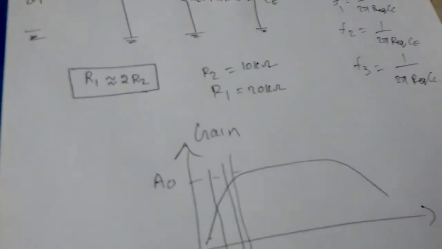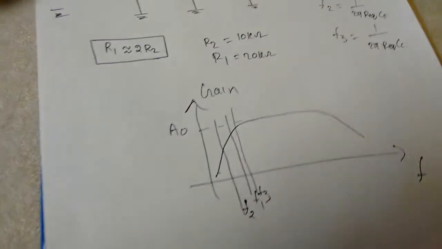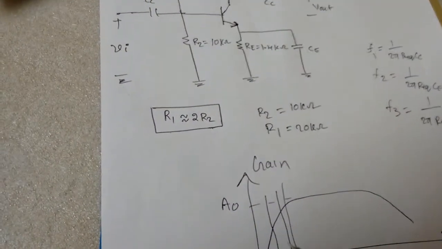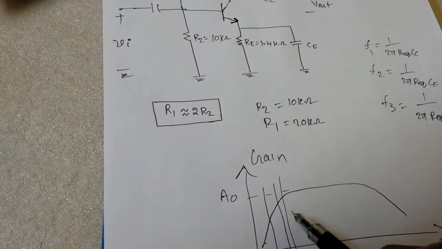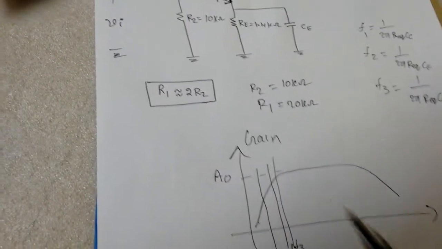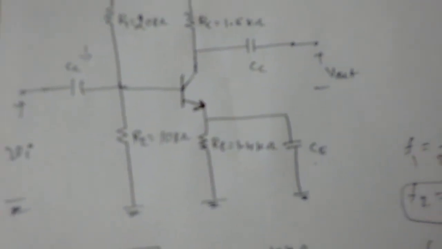Of these three frequencies, F2 is dominant, right? If you take directly F1, it may be below the F2 frequencies, and you may not get that output. So that's why this F2 frequency is dominant compared to F1 and F3. To make it dominant, the capacitor CE should be high compared to these two coupling capacitors. That is the reason you see the coupling capacitors will be very small and the bypass capacitor will be very large in any circuit.